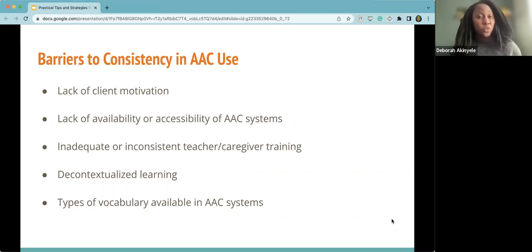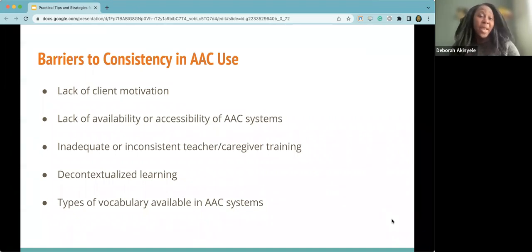So what I want to do is just talk through some of these barriers really quickly. And later on in the presentation, we'll get an opportunity to talk through how some of these barriers might be addressed as we're embedding some of these strategies into day-to-day life. But probably one of the most significant barriers is the lack of client motivation.